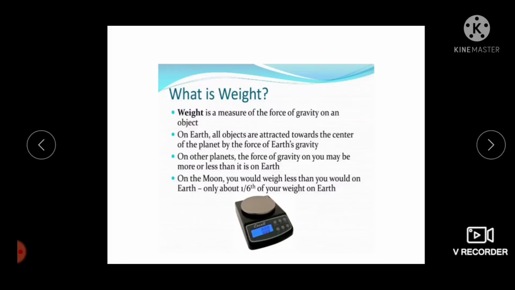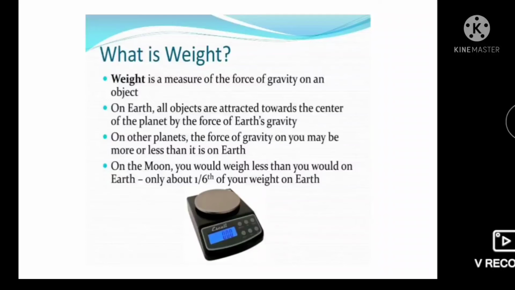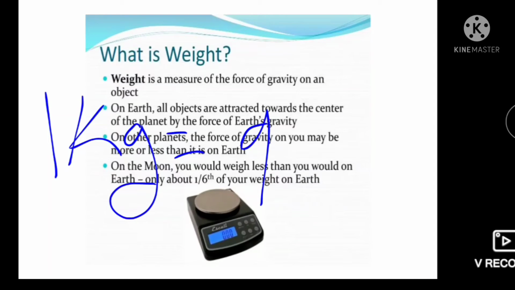The weight of a substance or an object is measured with the help of a weighing machine or a spring balance. A body having a mass of 1 kilogram on the surface of Earth weighs 9.8 Newton. Thus, 1 kilogram weight equals 9.8 Newton.